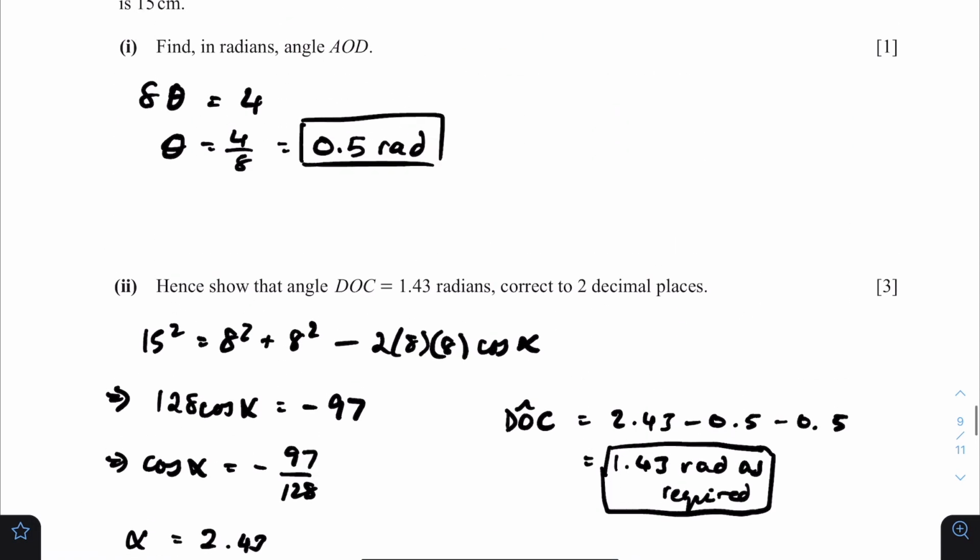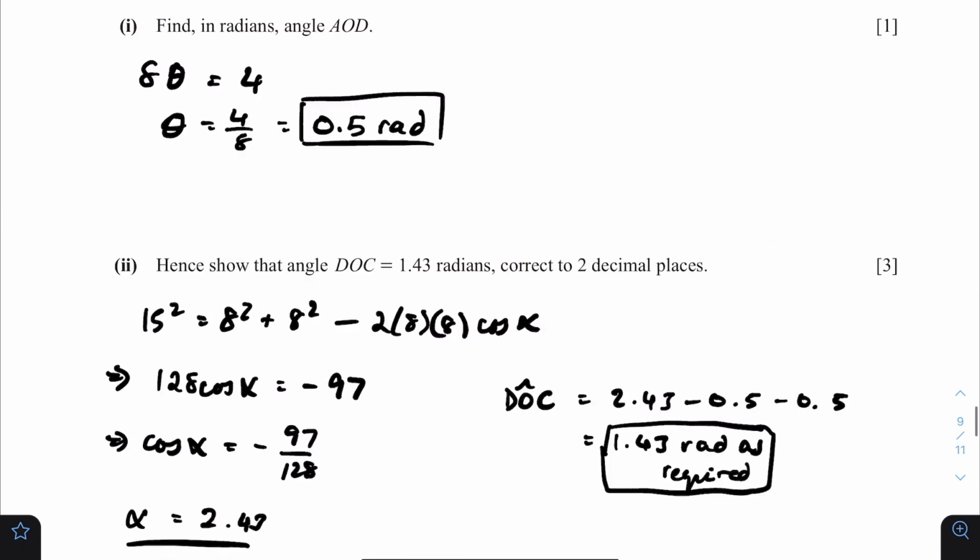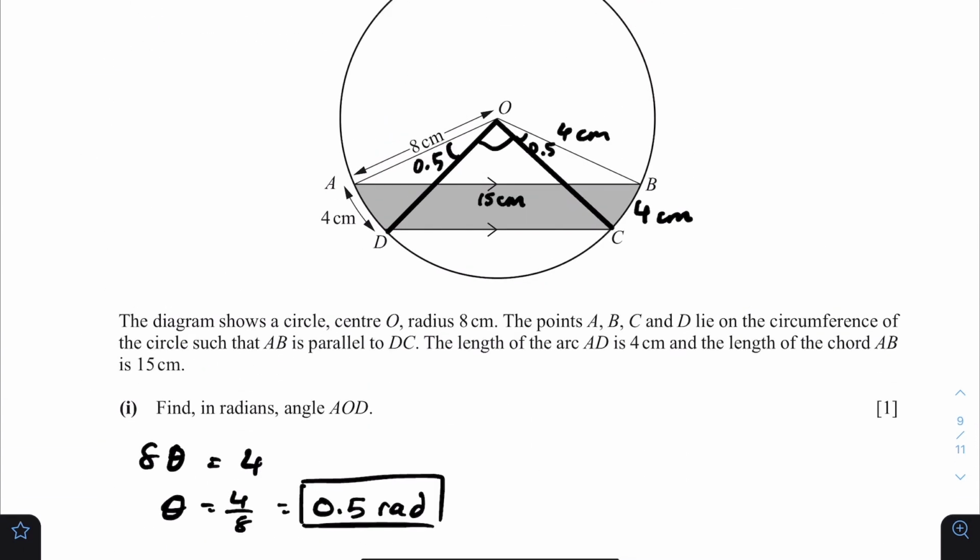All right, let's move on to the next question. Find the perimeter of the shaded region. With the perimeter, we already have a few key things that we need. AB is equal to 15. Then we have AD and BC, which are both equal to 4. We just need to find what DC is equal to. The nice thing is that they already segued us into this by making us find the angle DOC. DOC is equal to 1.43 as we just deduced. And the radius, OC and OD, is equal to 8 each.